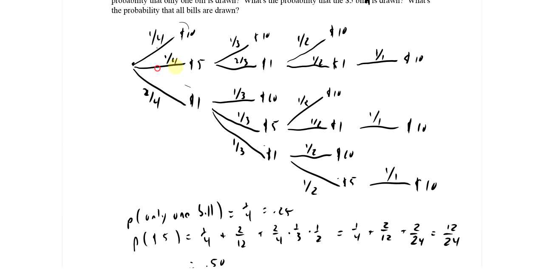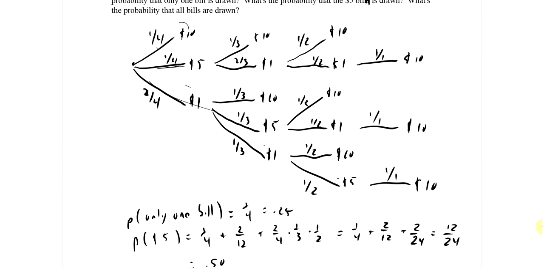You could either, a quarter of the time, draw it right here, or 2/12 of the time draw it here as the second bill after drawing the 1, or you could draw 1 and then the 2 1s and then the 5, and that's that 2/24.